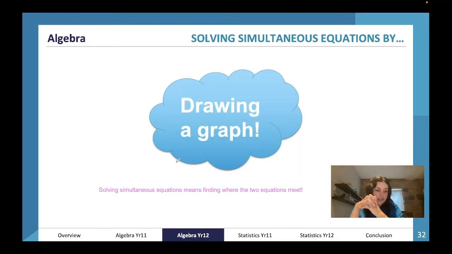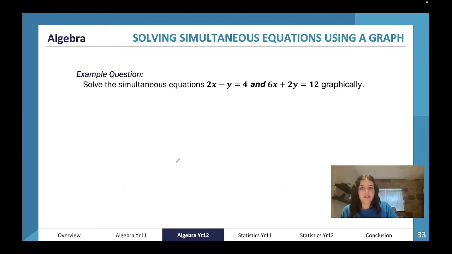We've finished our Year 11 content. We are going to jump into our Year 12 content for algebra. The first thing we're going to look at is solving simultaneous equations by drawing a graph. Now, when we solve simultaneous equations, we have two methods: graphically or algebraically. We're going to talk about graphically.